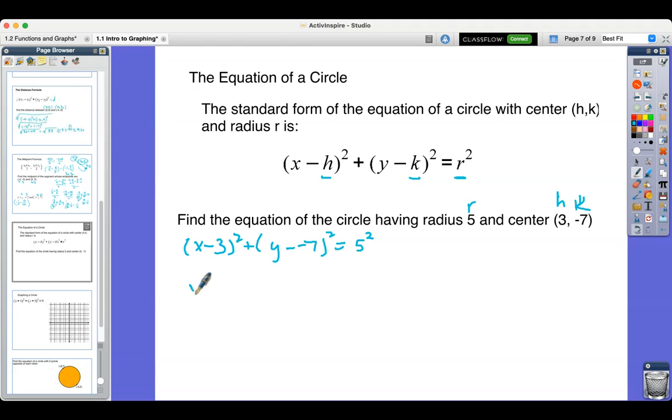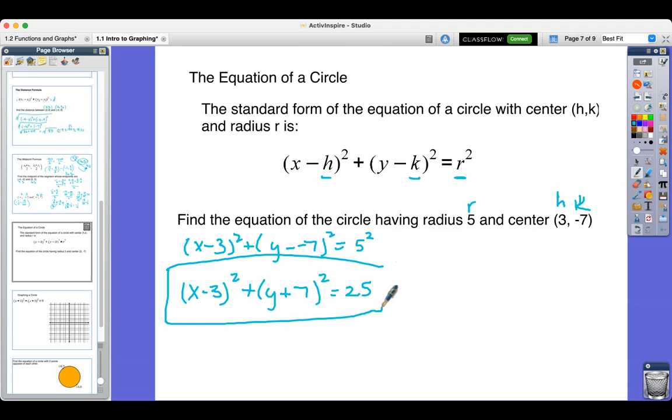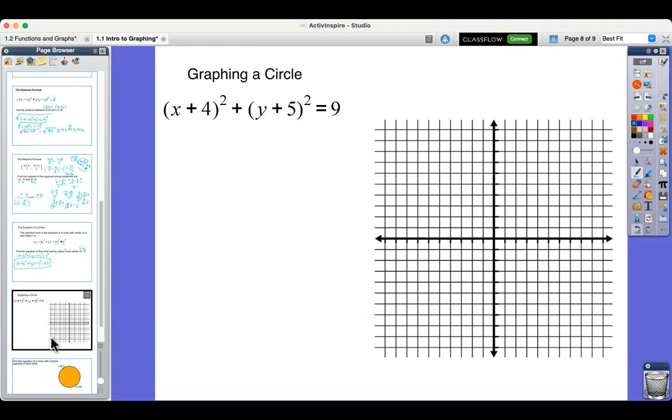When we clean this up, we get (x minus 3) quantity squared plus (y plus 7) quantity squared equals 25. Now this is a lot prettier. So this is what we'll be looking for as you go through and work on equations. Now also, from looking at the equations, when we're graphing the circle, there are two things we absolutely need.